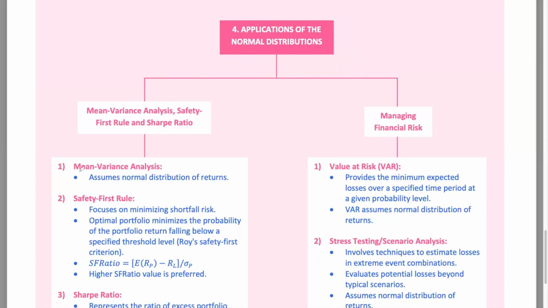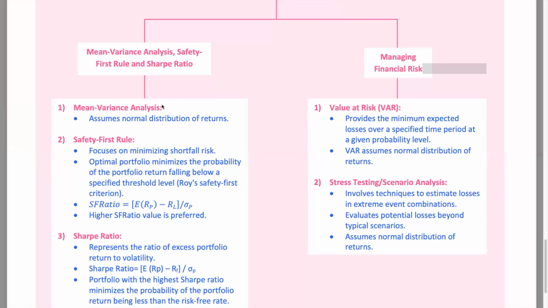Okay, let's talk about mean-variance analysis. This fancy term helps us build portfolios that balance risk and return. Mean variance analysis is based on the assumption that returns are normally distributed. This approach helps investors optimize their portfolios by balancing expected return and risk.